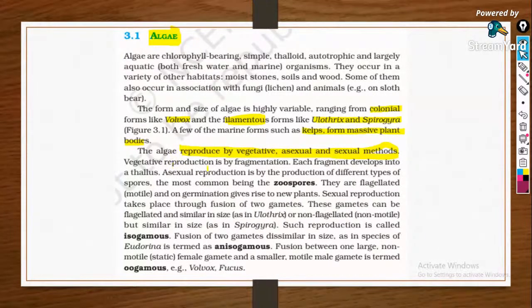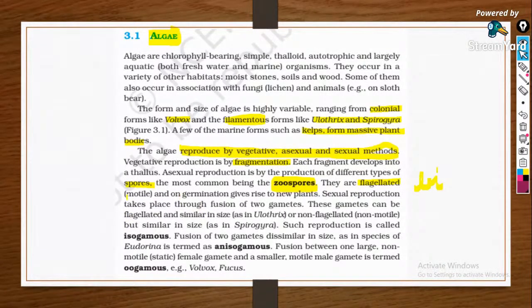Vegetative reproduction is by means of fragmentation. Each fragment develops into a thallus. Asexual reproduction is by means of spore formation. The most common asexual spore is the zoospore. They are flagellated, biflagellated, and these zoospores are motile.